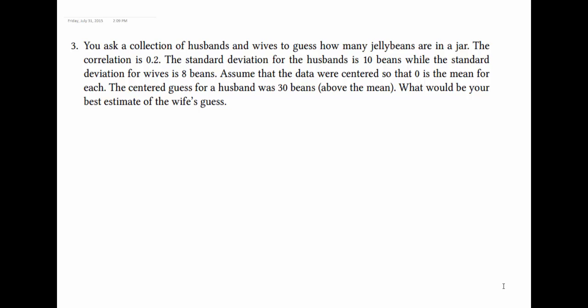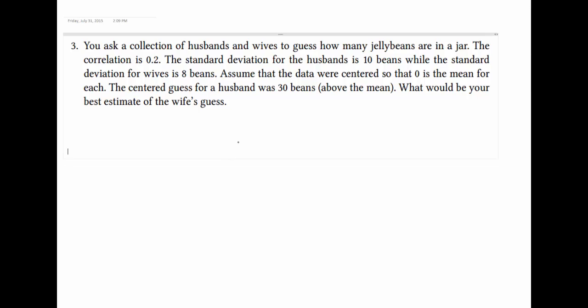This is question 3 of the Regression Models book chapter on regression to the mean. You ask a collection of husbands and wives to guess how many jelly beans are in a jar. The correlation is 0.2. The standard deviation for the husbands is 10 beans, while the standard deviation for the wives is 8 beans. Assume that the data were collected so that 0 is the mean for each. The centered guess for the husband was 30 beans above the mean. What will be your estimate of the wife's guess?